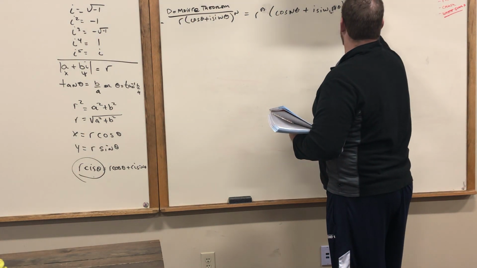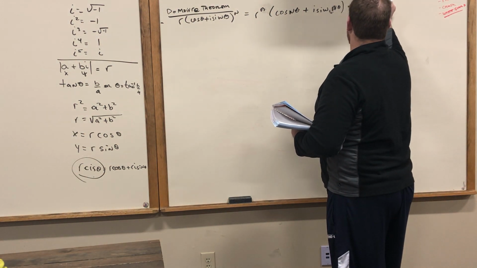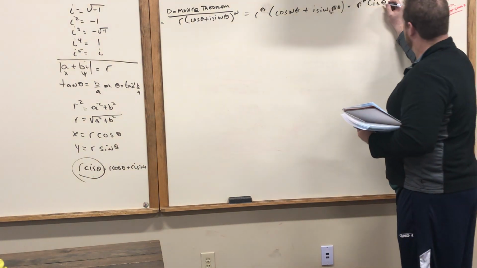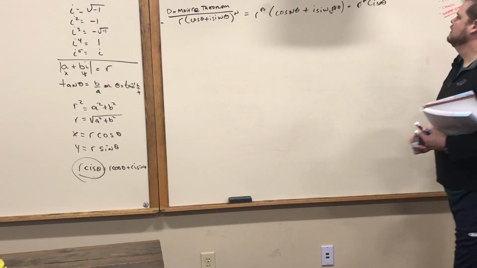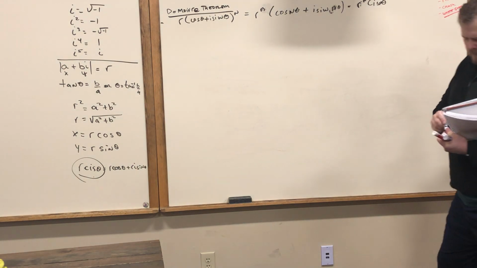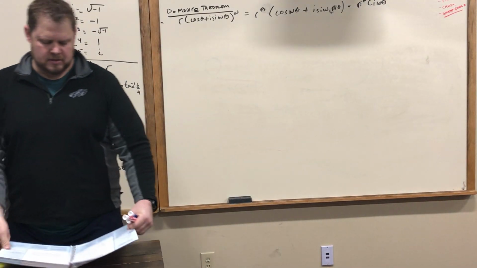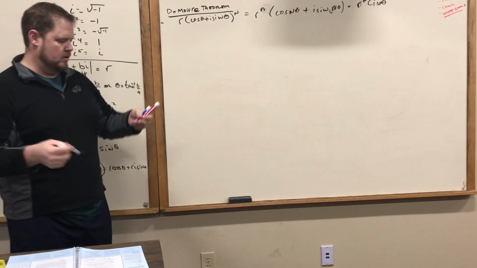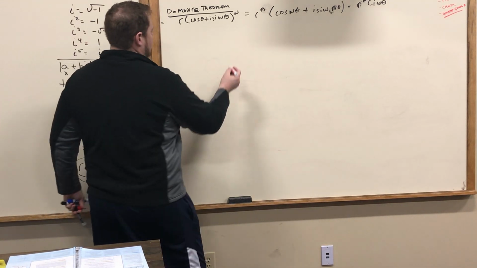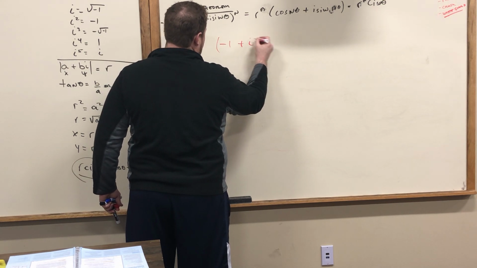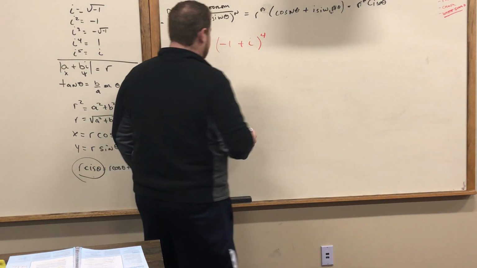Or r to the nth power, CIS, n theta, all right? So basically this is the same thing as what we've been talking about. It's just giving you the information so you know what it looks like. So, a good example. The first problem they give you is negative 1 plus i to the fourth power.